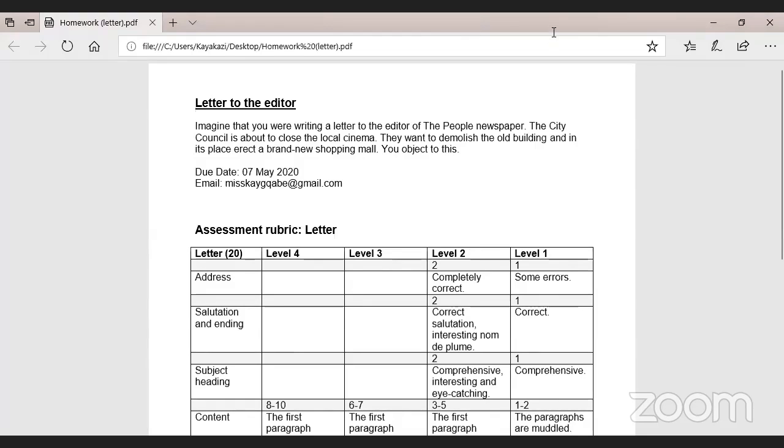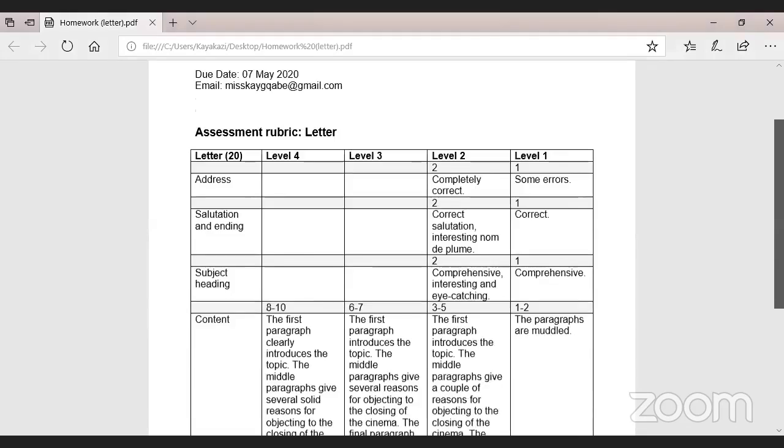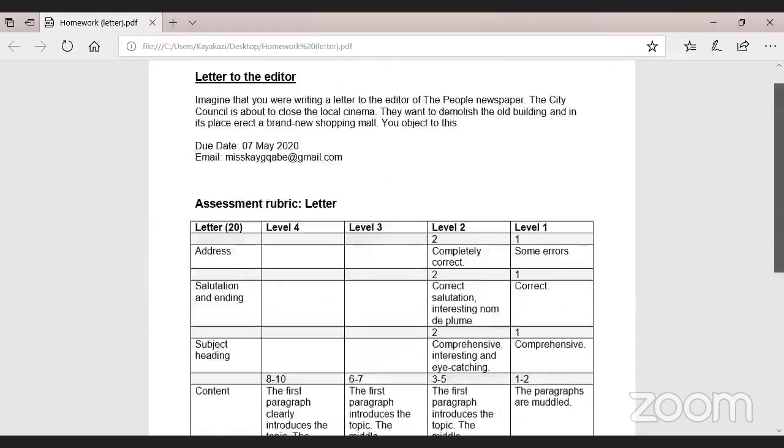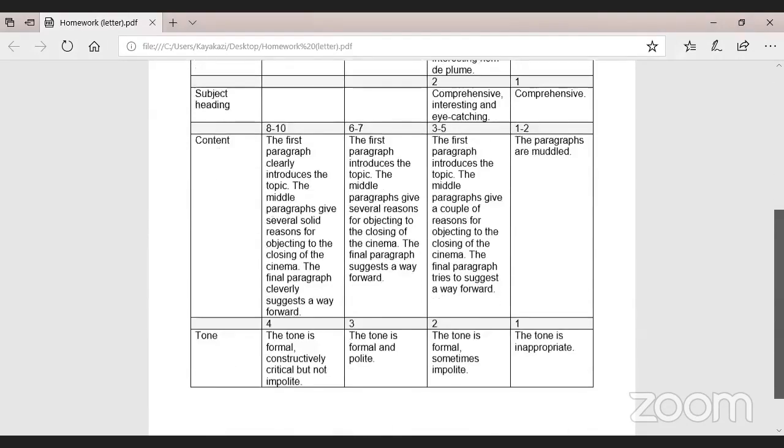So this is your homework. It's due on Thursday, guys. Imagine that you are writing a letter to the editor of the People newspaper. The city council is about to close the local cinema. They want to demolish the old building and in its place, erect a brand new shopping mall. So you are objecting to this. You are against this. Based on the letters that we have done today, I want you to write your own. This is the rubric that I will use to assess your letters.